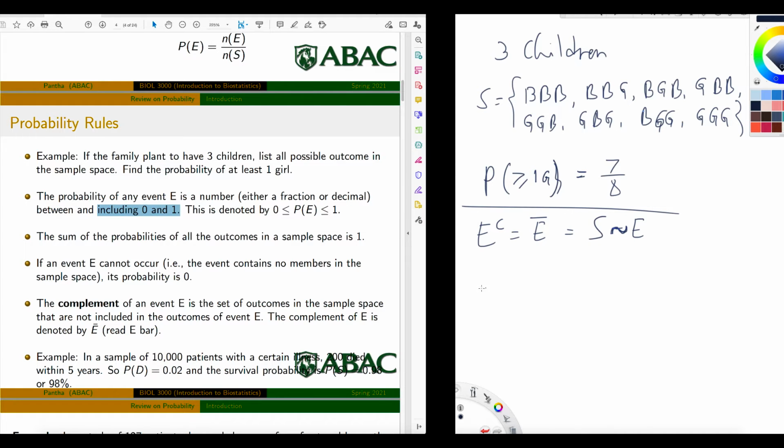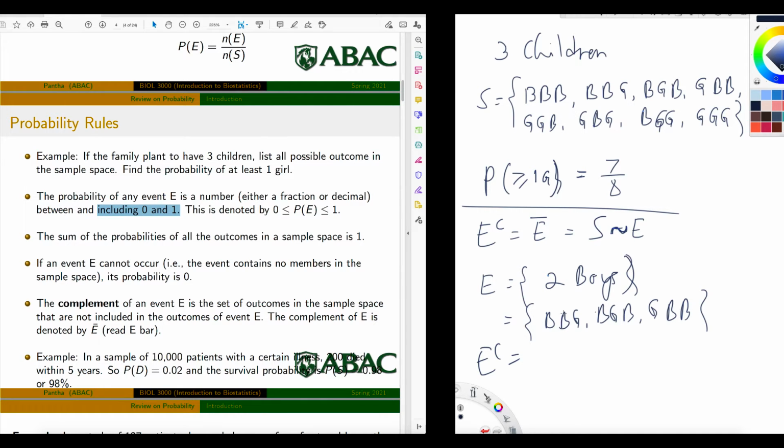For example, let's say E has 2 boys. So in this example, what are the outcomes in the event E? That will be 2 boys means BBG, BGB, GBB, right? That is E. So what will be the E complement then? Everything in S but not in E. That means that will be BBB, GGB, GBG, BGG, or GGG. So that is the E complement.